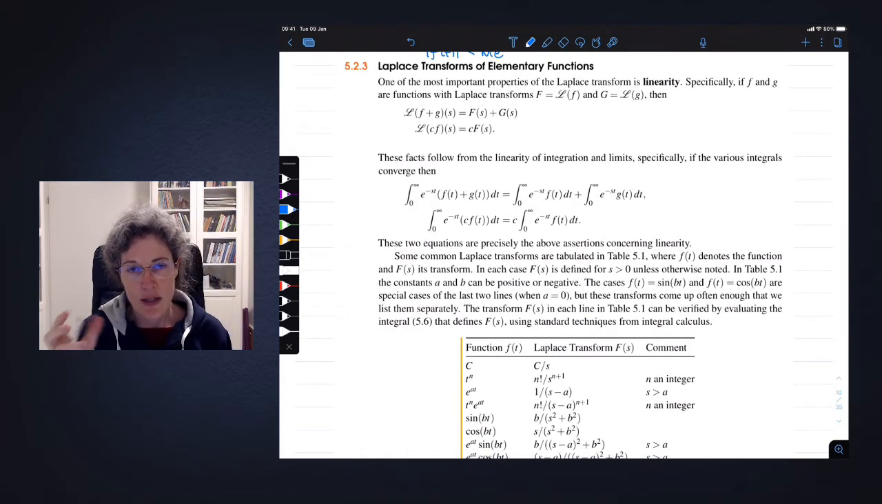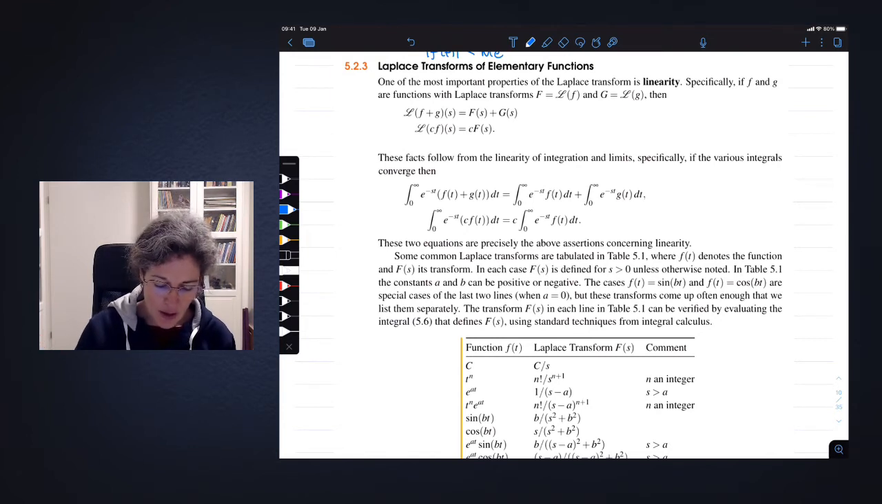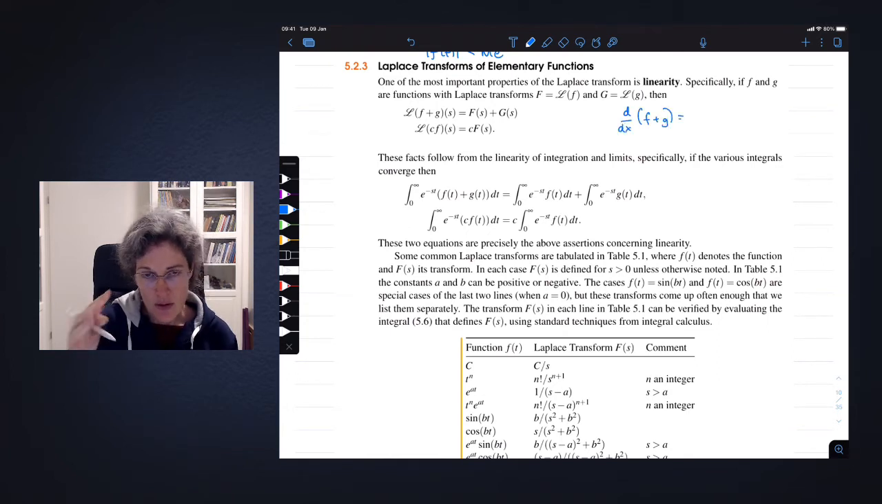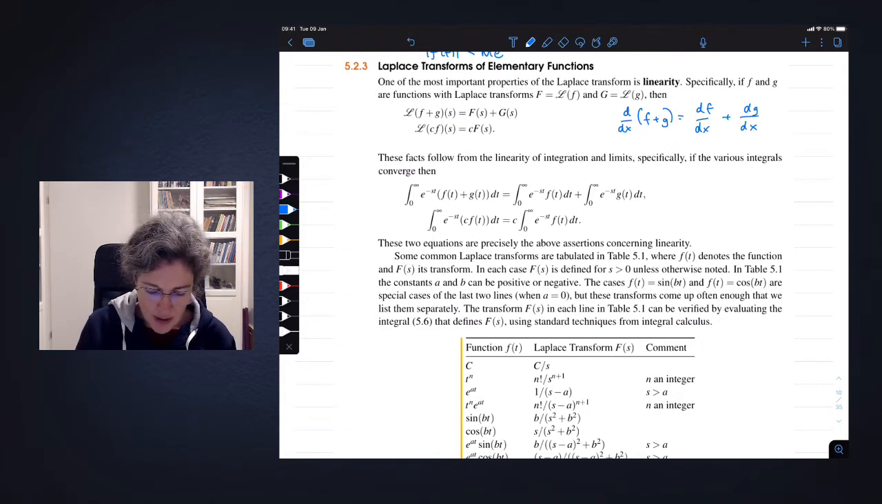So now we need to think about Laplace transforms for all our common functions, obviously, just like you learned about derivatives of all your common functions and integrals. So we're learning about the Laplace transforms. One of the first things that you will have learned about derivatives, you'll remember, is that d by dx of f plus g is df by dx plus dg by dx. And you'll be glad to know that the Laplace transform behaves exactly the same way. If you take the Laplace transform of two functions added together, it's the same as taking the Laplace transform of the first function and adding it to the Laplace transform of the second function.